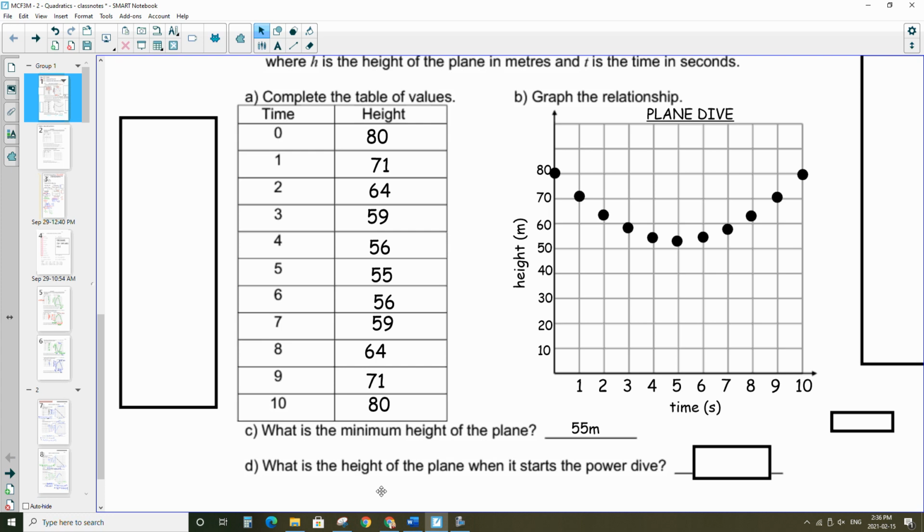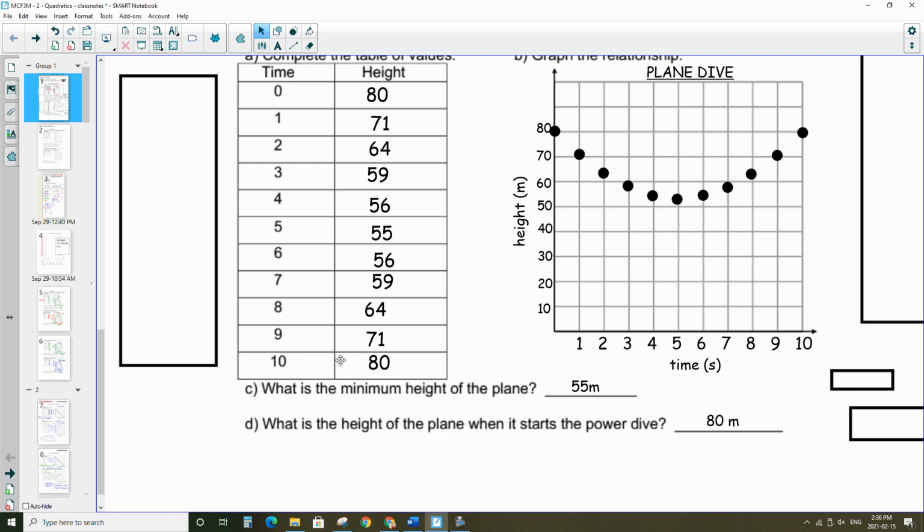What is the height of the plane when it starts the power dive? So that's the initial height. So at time 0, what is the initial height? It looks like it's 80 meters off the ground. Okay, so those are your two examples.